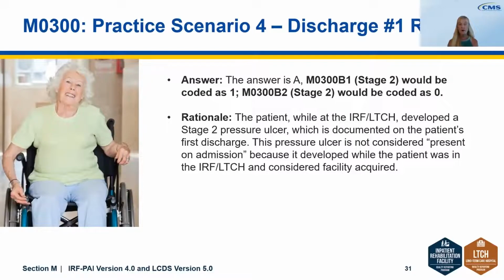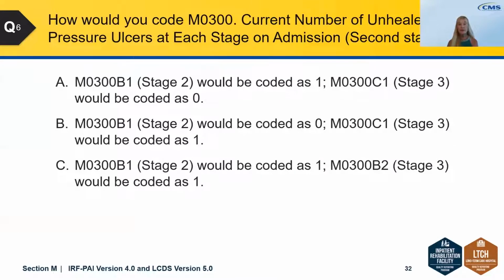Okay, the reason why response A is correct is because while at the IRF or LTAC, the patient developed the stage 2 pressure ulcer, which is documented on the patient's first discharge. And this pressure ulcer is not considered present on admission because it developed while the patient was in the IRF or LTAC and is considered facility acquired. Now, keeping the same scenario in mind, how would you code M0300 when the patient is readmitted to the IRF or LTAC?